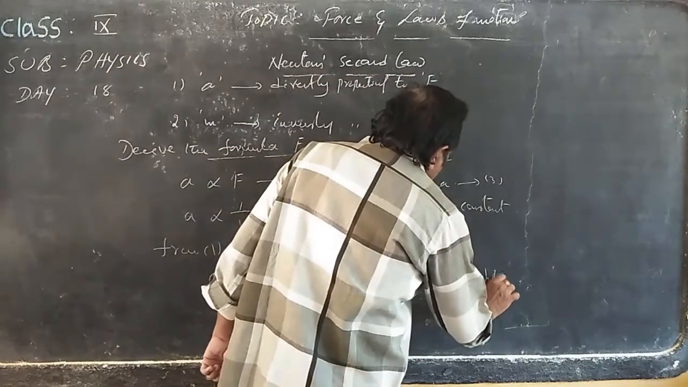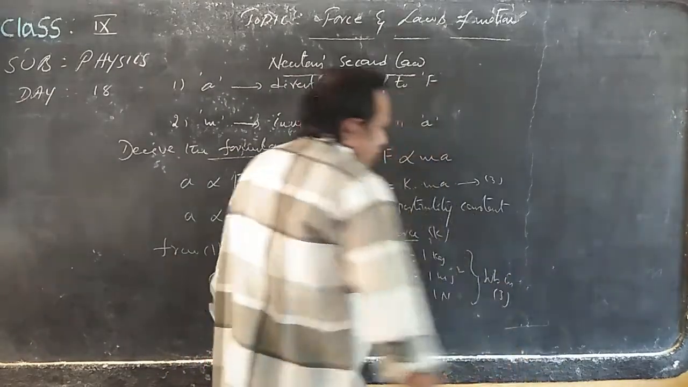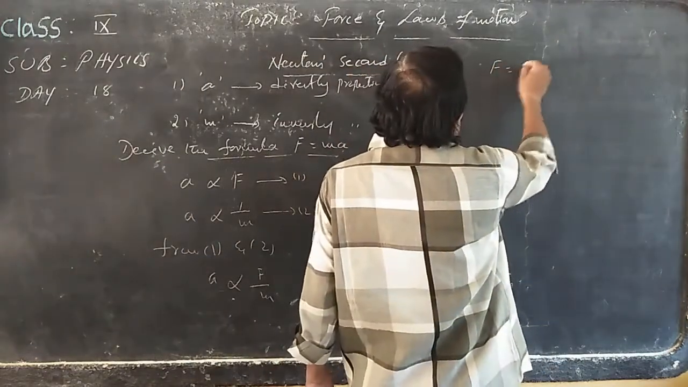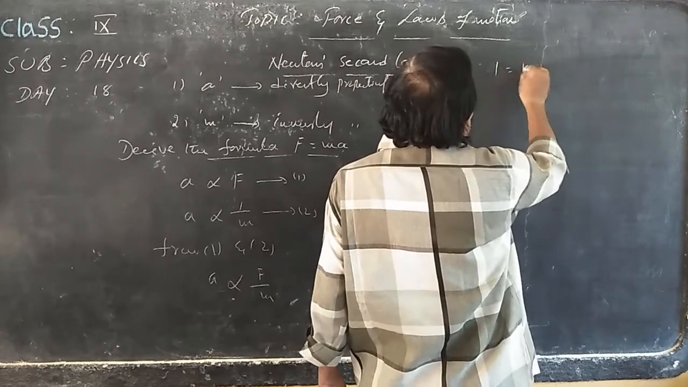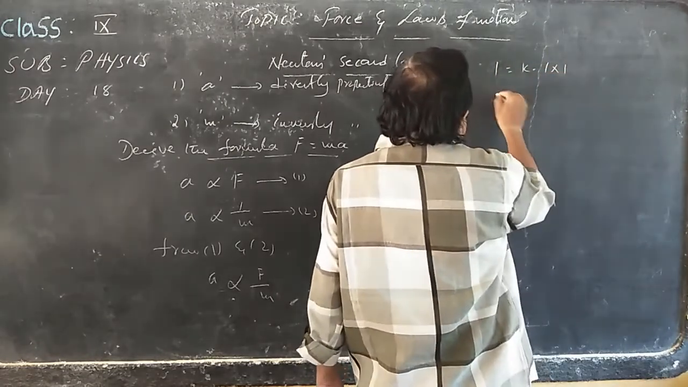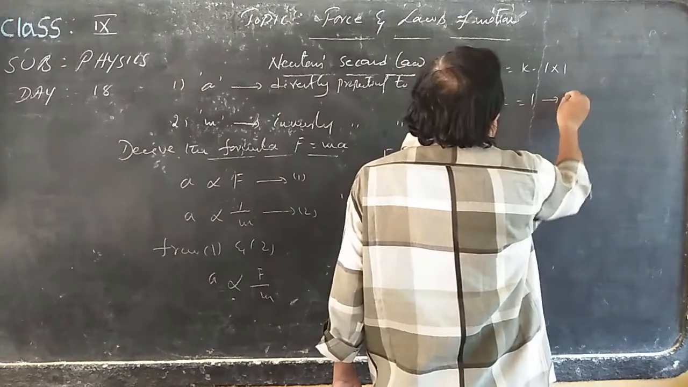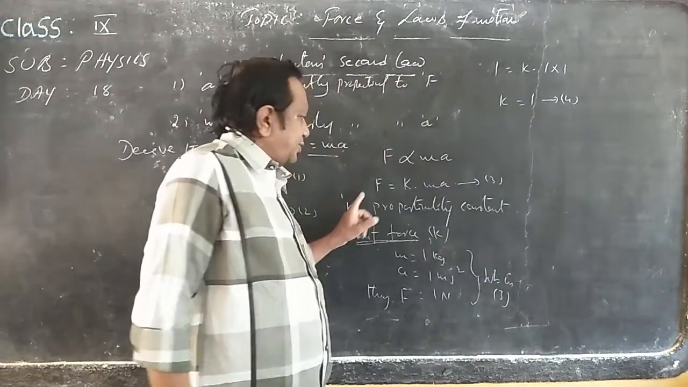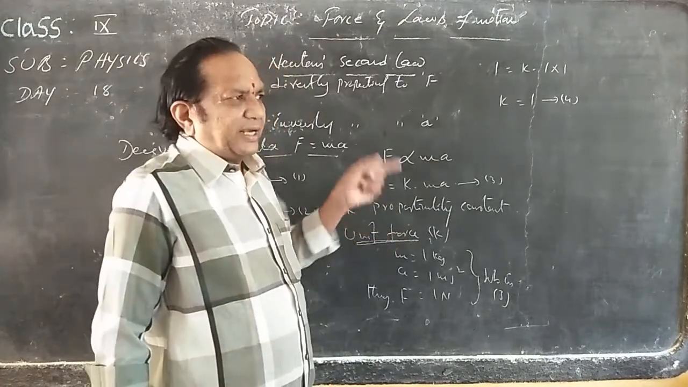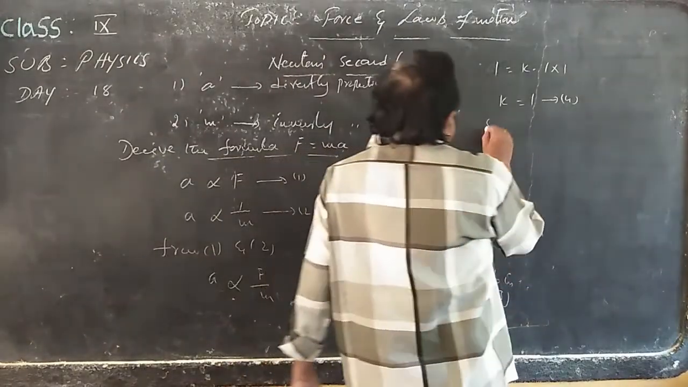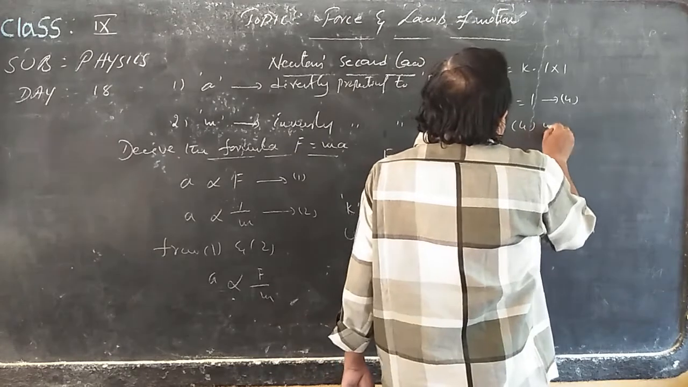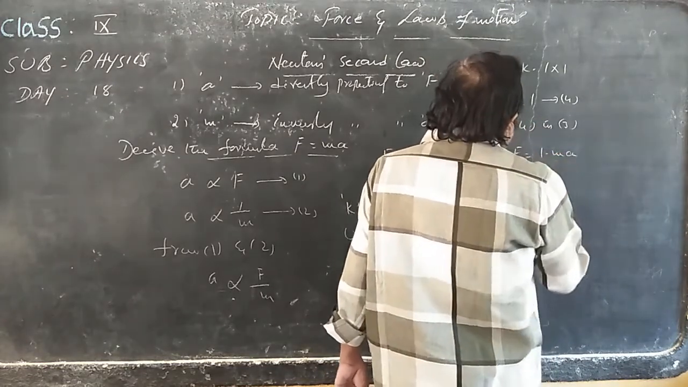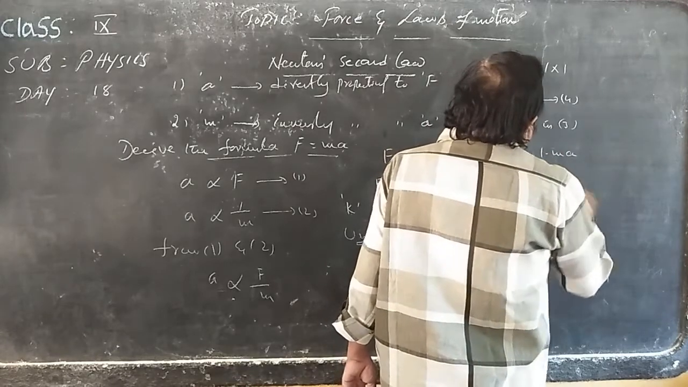Now substitute all these values in equation 3. What do you get? 1 is equal to 1 into k into 1 into 1. So k is equal to 1. Take it as equation 4. Substituting this k value in equation 3 again, you get F is equal to 1 into MA, that is, F is equal to MA.